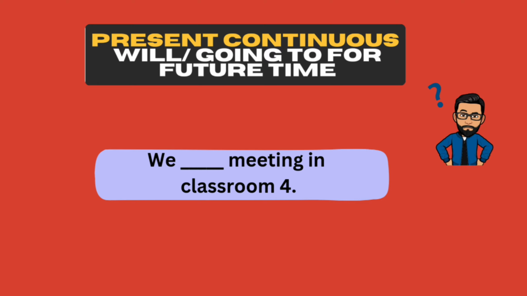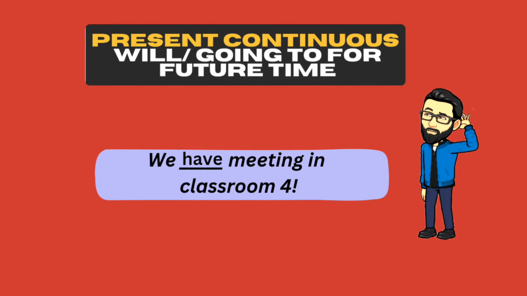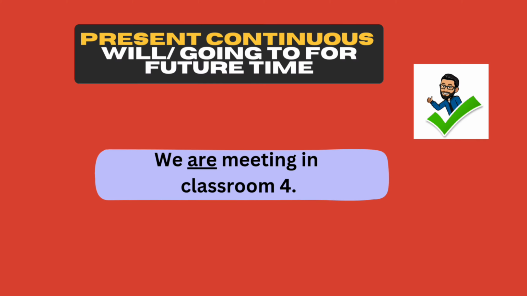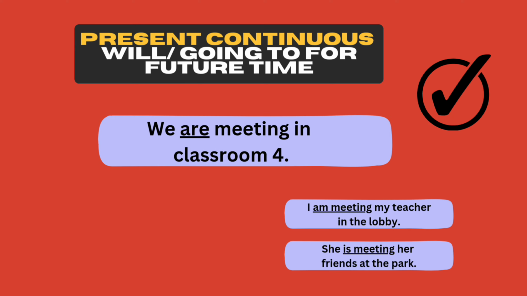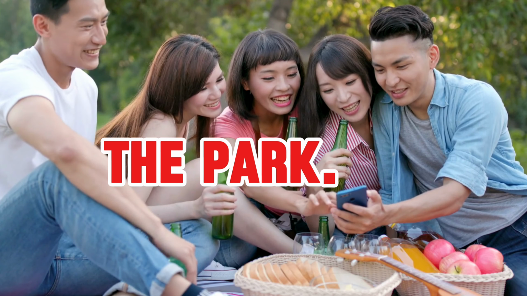A common error that a lot of people made was to say, we have meeting in classroom 4. This is actually not such a bad mistake. This sentence could have been correct if there was an between have and meeting. However, you must remember we have to use present continuous here. It's we are meeting in classroom 4. Just remember in the present continuous you have to use am, is, are with the ing form. Other similar examples with the present continuous: I am meeting my teacher in the lobby. She is meeting her friends at the park.